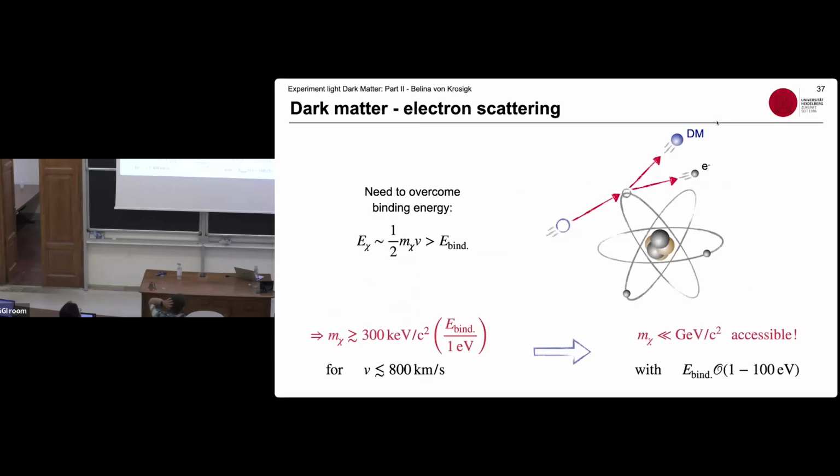And just to give you a picture of what it means in terms of what we can observe with our detectors. Obviously, again, the picture that you should have in mind is that we have a dark matter particle coming in, and it releases an electron.